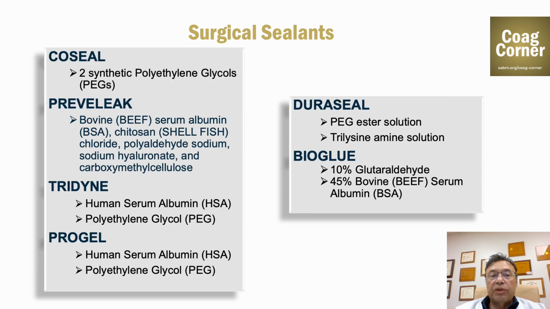I do want to mention surgical sealants. Sealants are not necessarily for hemostasis, but they're prevention of future bleeding. Examples such as CoSeal, ProGel, PreveLeak, BioGlue. These are agents that we use to seal tissues so that with increases in pressure or what have you, they won't fall apart. Nevertheless, they are on the shelves and really should not be used in an actively bleeding area.